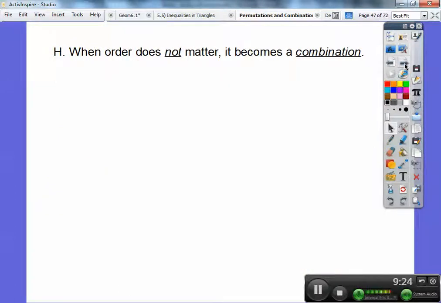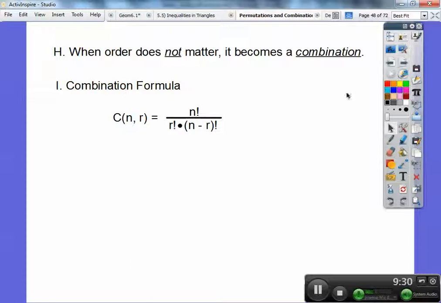All right, when order does not matter, it becomes a combination. The combination formula is almost like the permutation formula. In fact, here's the permutation formula. Oops, that doesn't need to be there. I can delete that out.